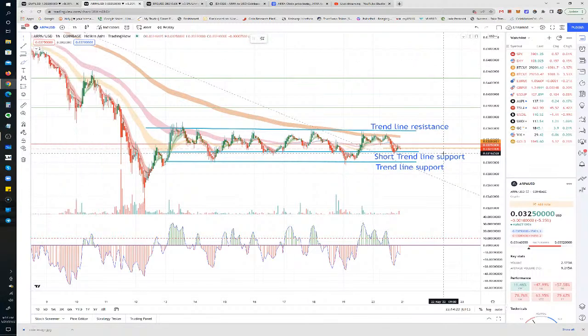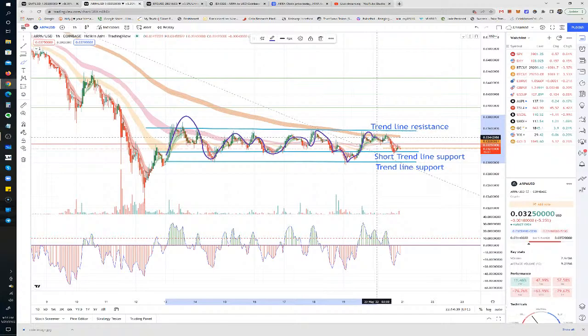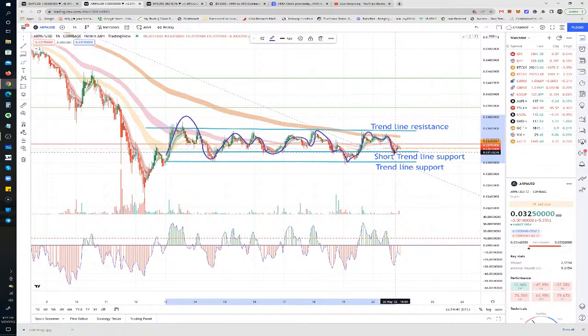Let me get my brush. So as you can see, it's doing this. 1, 2, bang, bang. This is what it's doing. You see? Hit the target, broke below it, hit this target. Boom, hit this target, hit this target. In this scenario here, that's what the coin did.